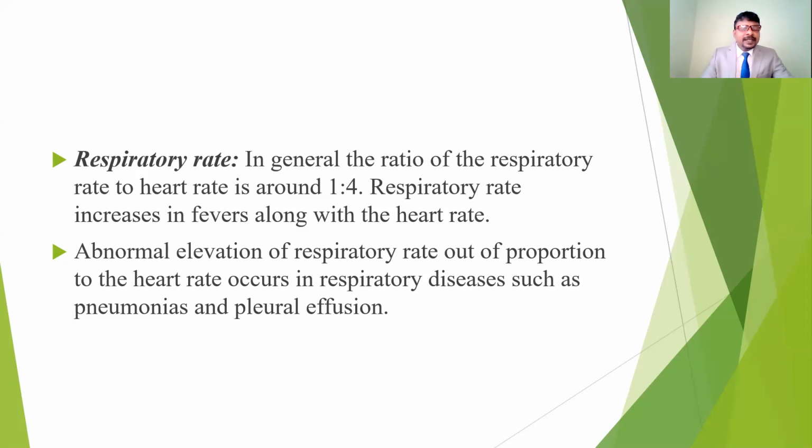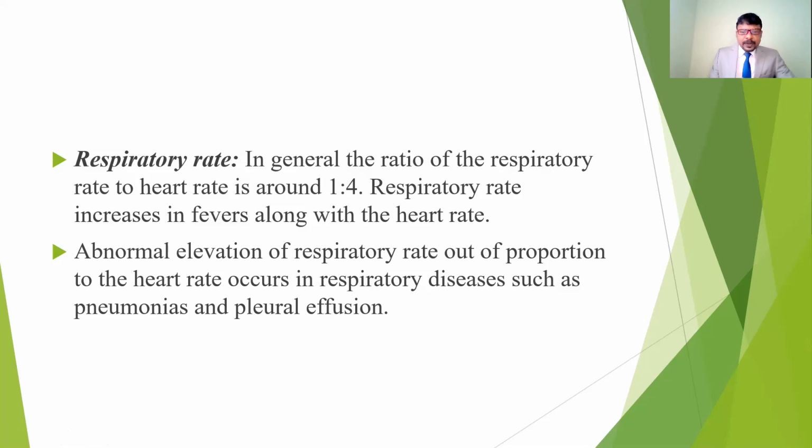And another associated feature is the respiratory rate. The respiratory rate is also going to increase. In general, the ratio of respiratory rate to heart rate is around 1:4. Normally the heart rate is 80 beats per minute, and the breath rate is normally 12 to 20 per minute. So this is the normal, always 1:4, where 1 is the breathing and 4 is the heart rate. The respiratory rate increases in fever along with the heart rate. If the heart rate increases, the respiratory rate automatically also increases.